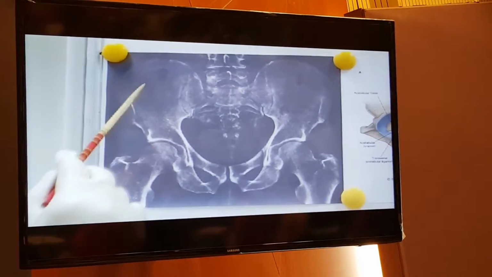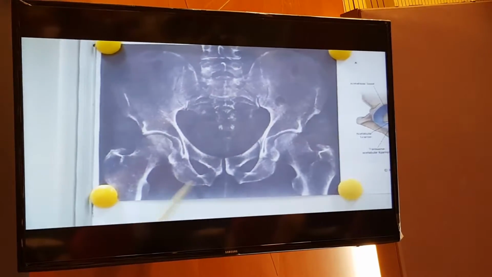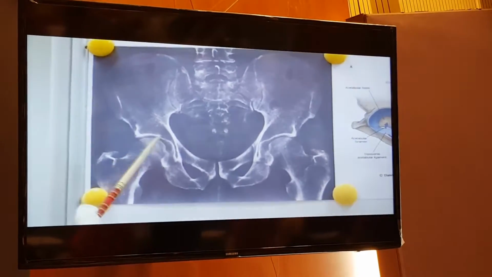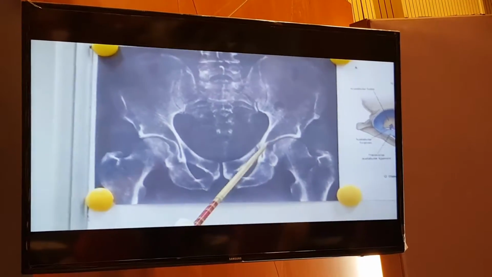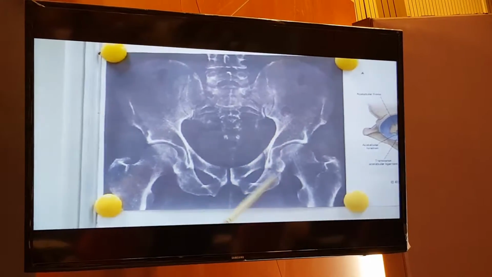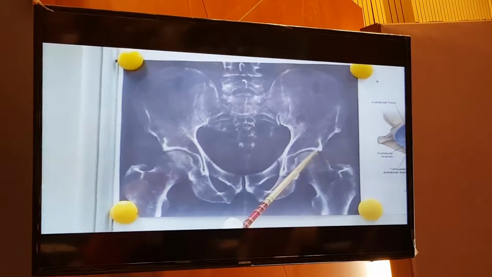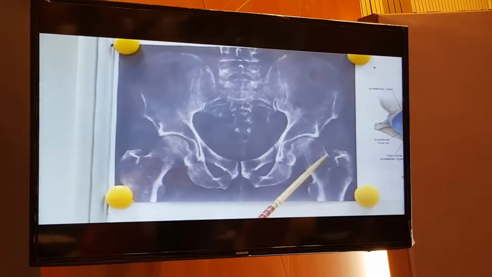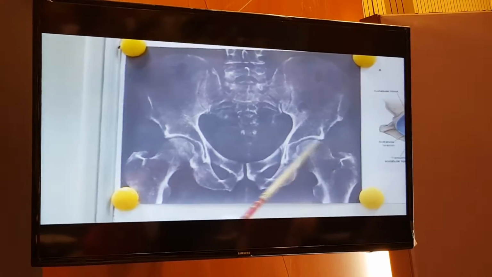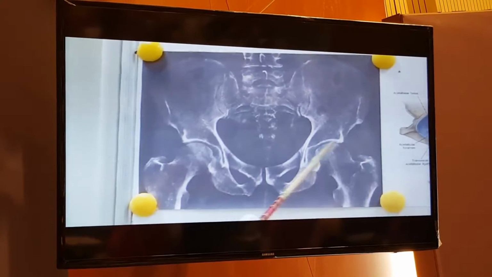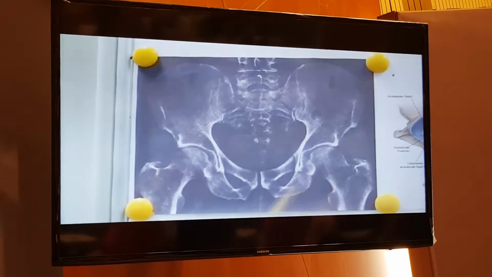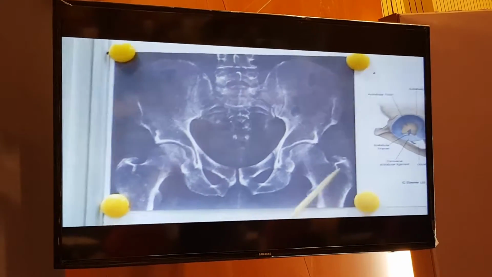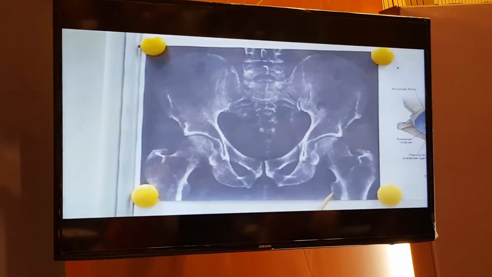It consists of the ilium, ischium, and pubic parts. This is the acetabular fossa, where the three parts of the hip bone come in. This is the head of the femur, and this is the neck of the femur. The head of the femur articulates with the acetabular fossa to form the hip joint. This is the greater trochanter, and this is the lesser trochanter of the femur.